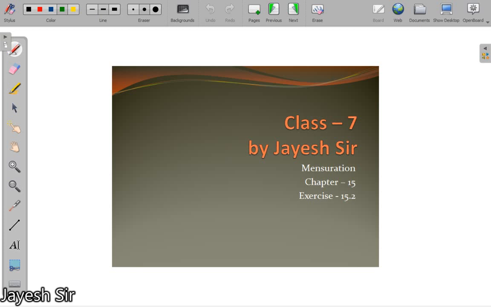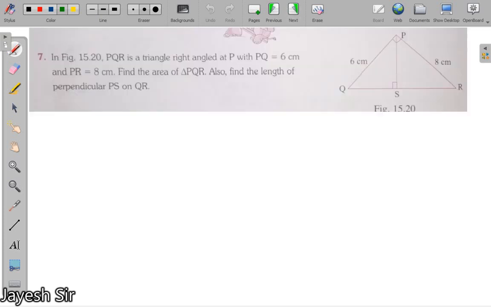Today we are going to continue with chapter number 15 of class 7, exercise 15.2. We have already discussed formulas about this chapter, area of triangle and all. Let me remind you, area of triangle is half into base into height, and area of parallelogram is base into height.